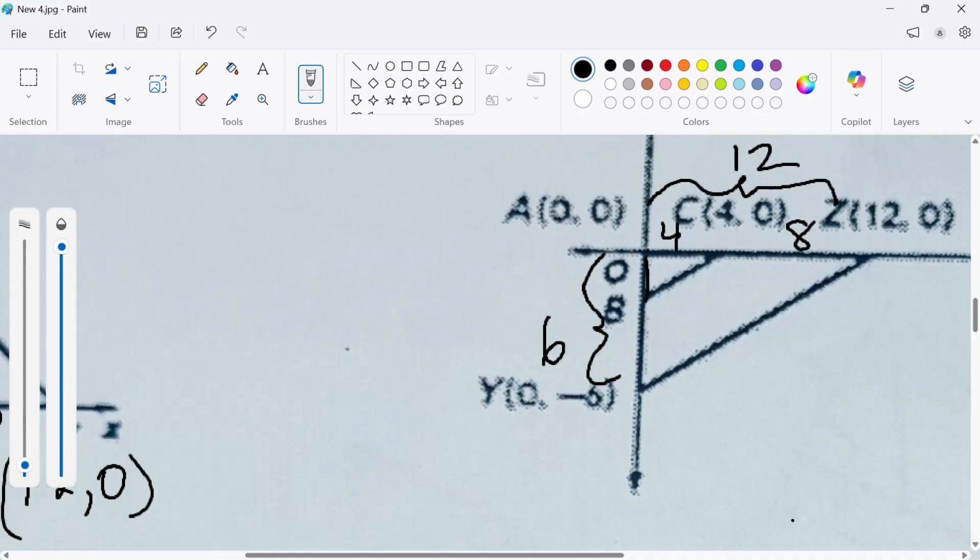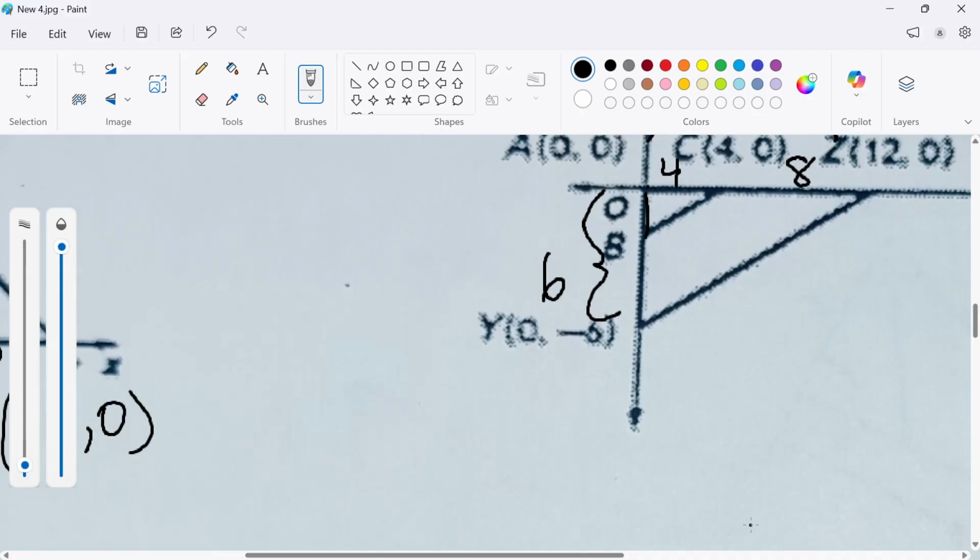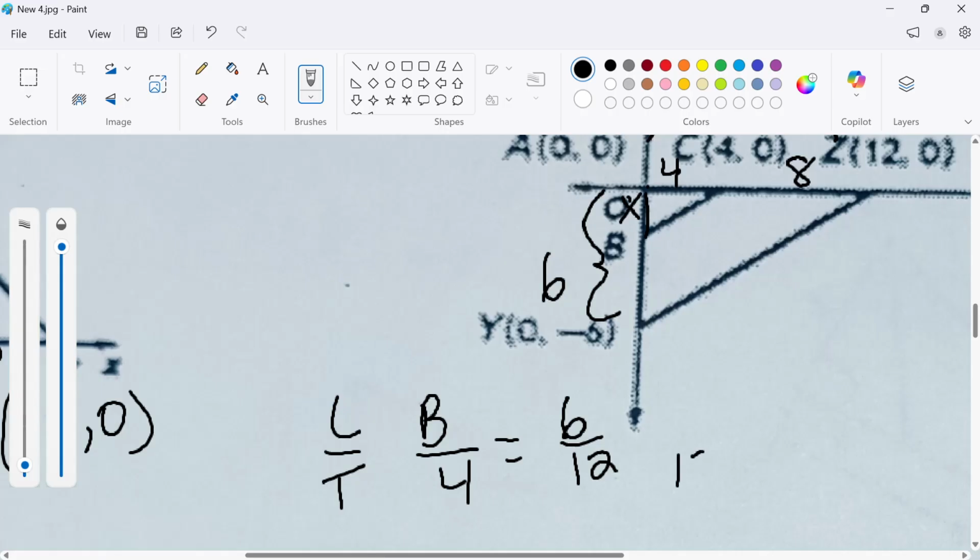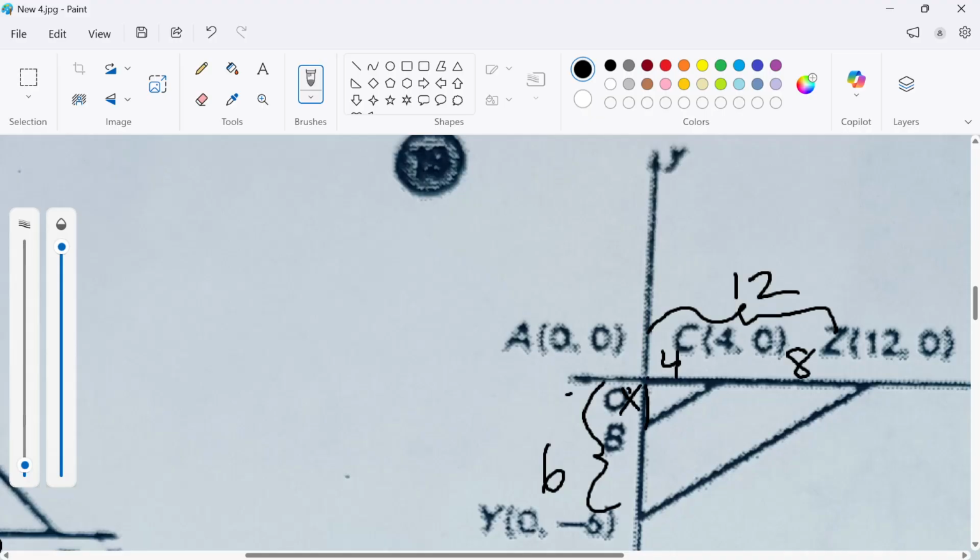I want to find the coordinates of B. So I'll put that distance, I'll just call it B. The distance is B over 4. I'm using the left to the top, left to top. B over 4 equals a total of 6 to 12. So 12B equals 24. B equals 2. So this is 2, which would make this 4, which makes sense. 4 times 2 is 8. 2 times 2 is 4.